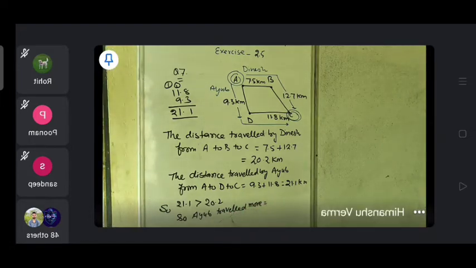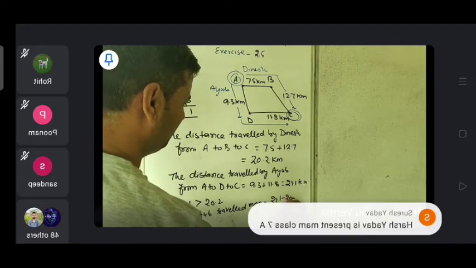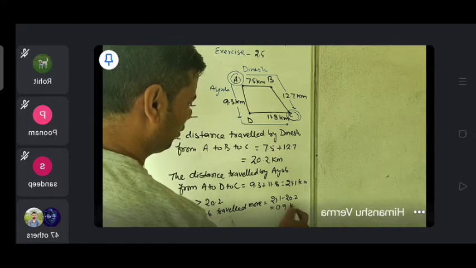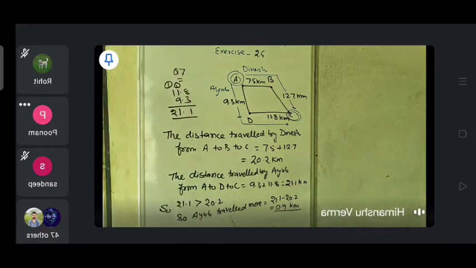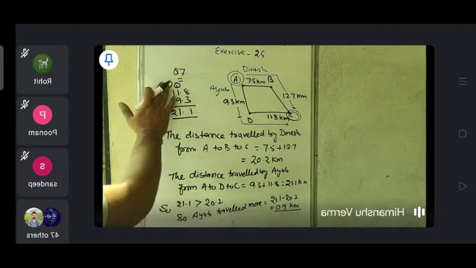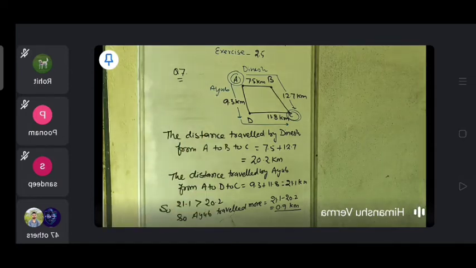It is equal to 21.1 minus 20.2. It is equal to 0.9 kilometer. So it is 0.9 kilometer. You may subtract it. Let us erase it. Rough work. Okay, now the question is ready. And I will take the screenshot of this question.